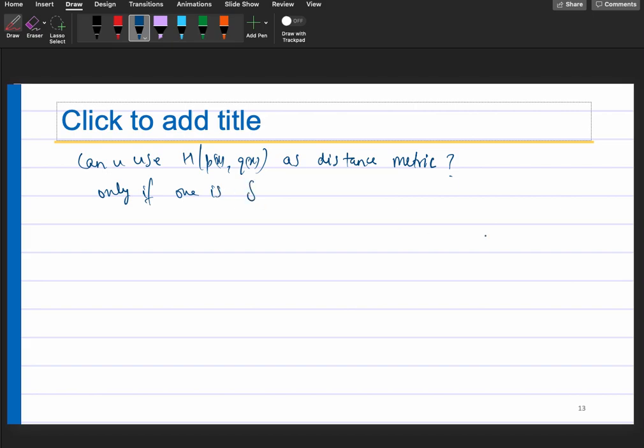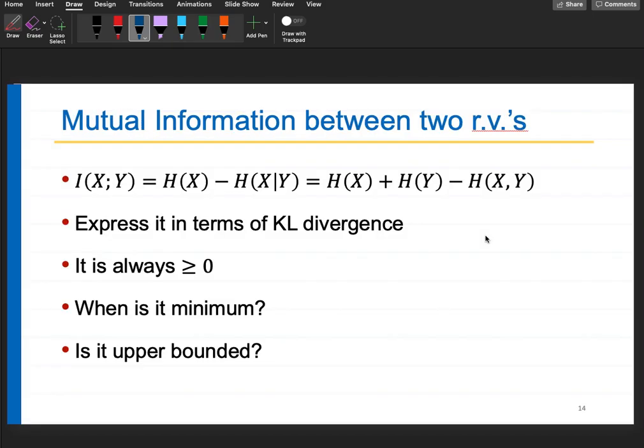Okay, can we use KL divergence as a distance metric? Yes, and always, because it is always 0 when the two points are the same. Okay. Next, if I have more than one random variable, I have two random variables, then how do I find a distance metric between two different random variables? Can I construct a distance metric between two different random variables?